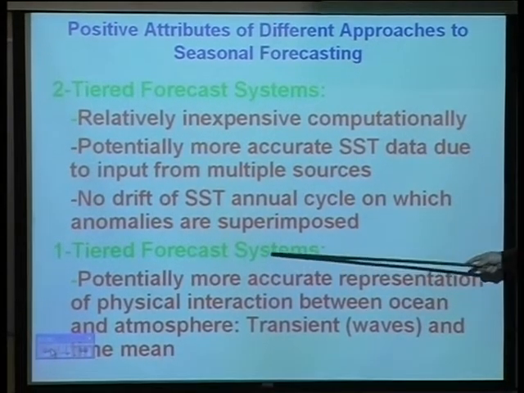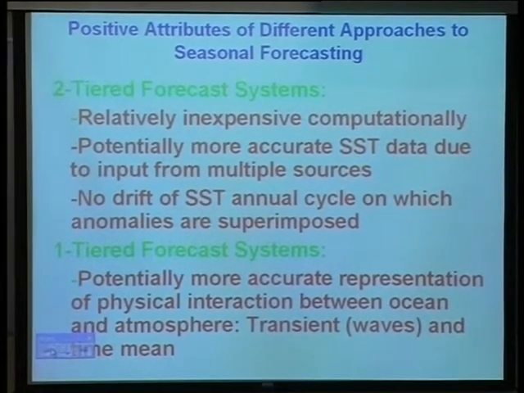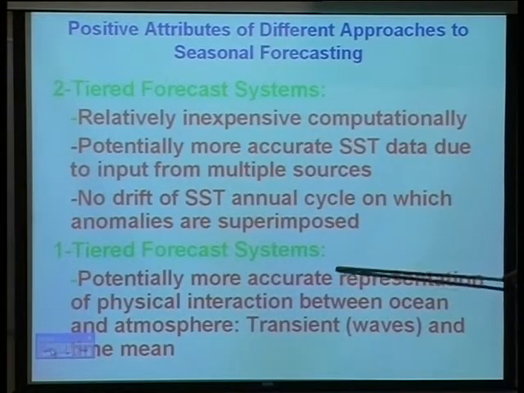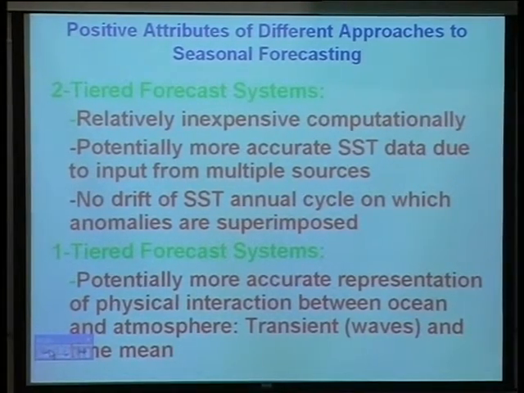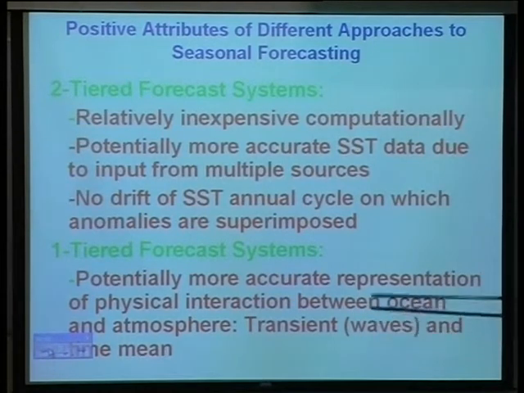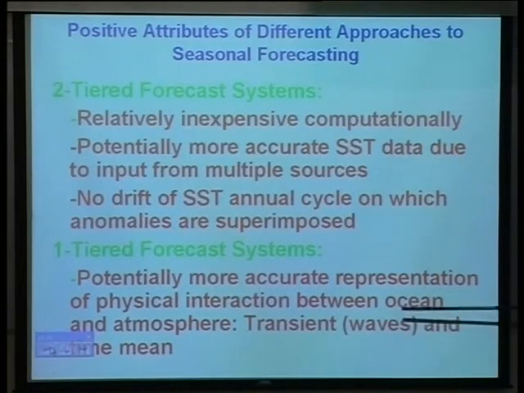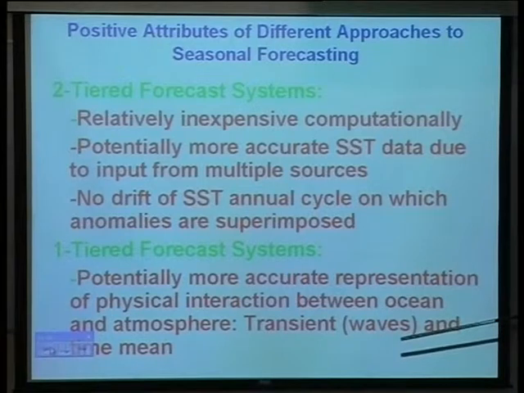In this type of system, you'll get drift. We'll talk about drift tomorrow. The drift in these systems, even on the seasonal time scale, can be the same size as the interannual variability. So the error that you get is the same size as the signal you're trying to predict. Okay, so the thing about the one-tier systems, they're potentially a more accurate representation of the physical interaction. And this is true both for transients and for the time mean. And the reason I say the transients is that you can show that the Madden-Julian oscillation, the 30 to 60 day oscillation, also called the intraseasonal oscillation, does have a manifestation at the surface, in the ocean surface fields. How important that is is a different issue.